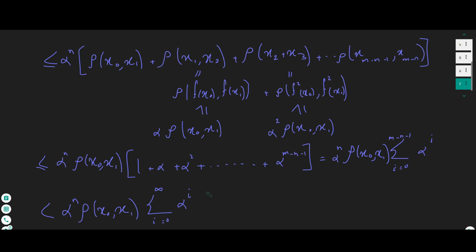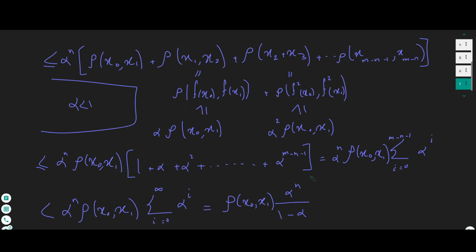Okay. Earlier, remember, we said that alpha is less than 1 because it's a contraction mapping. It's contracting. It's shrinking. So this is a convergent series. It's just a convergent geometric series, and it converges to 1 over 1 minus alpha. So this whole thing equals rho x sub 0, x sub 1 times alpha to the power of n from here divided by 1 minus alpha. Okay? Now this comes from the series.